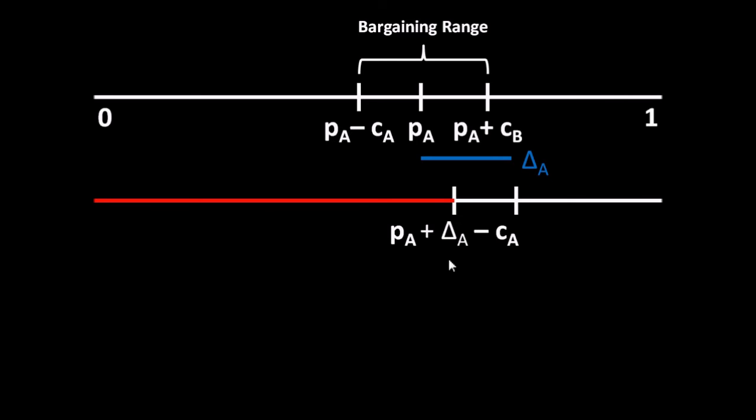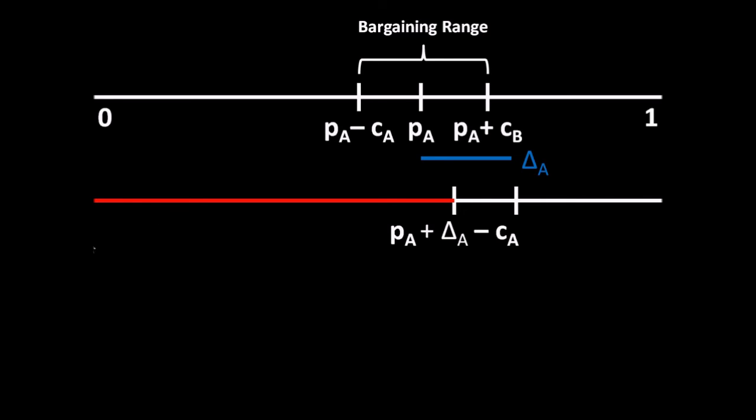So that's PA plus delta A minus CA. This red line represents how much A expects to receive if it preempts, which is a lot more than it would expect to get under a war in normal circumstances, which is this amount right here. In fact, it's delta A more. That's how much it increases by, the first strike advantage. So basically, if A is going to be willing to sit down at the bargaining table, it has to receive at least this much through bargaining.